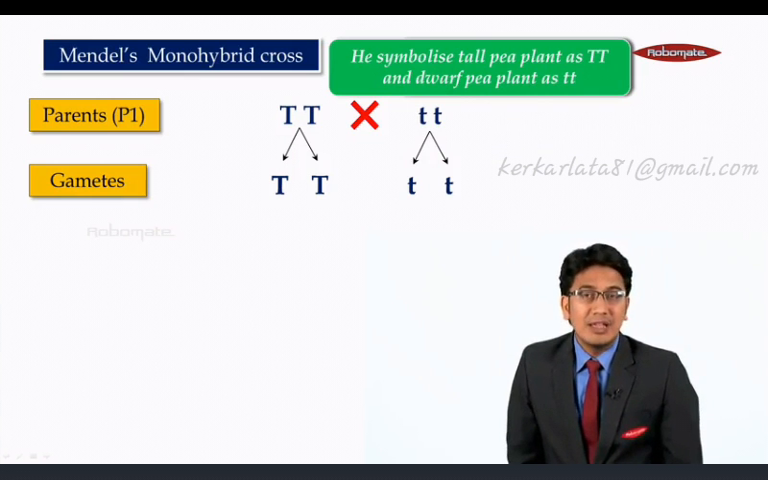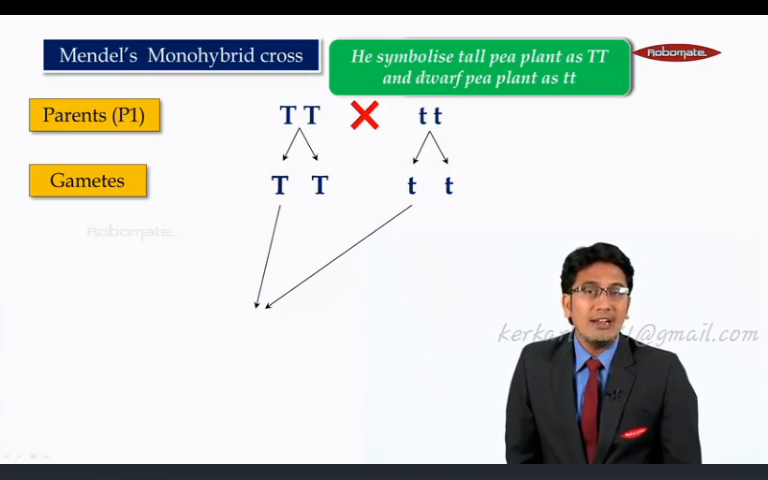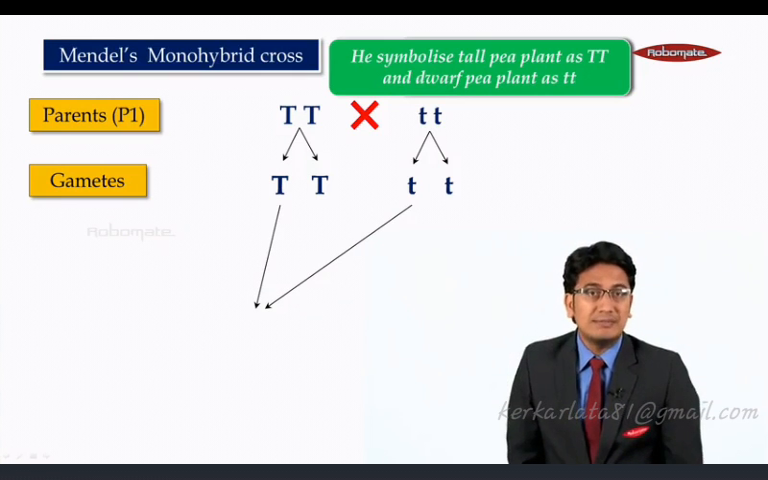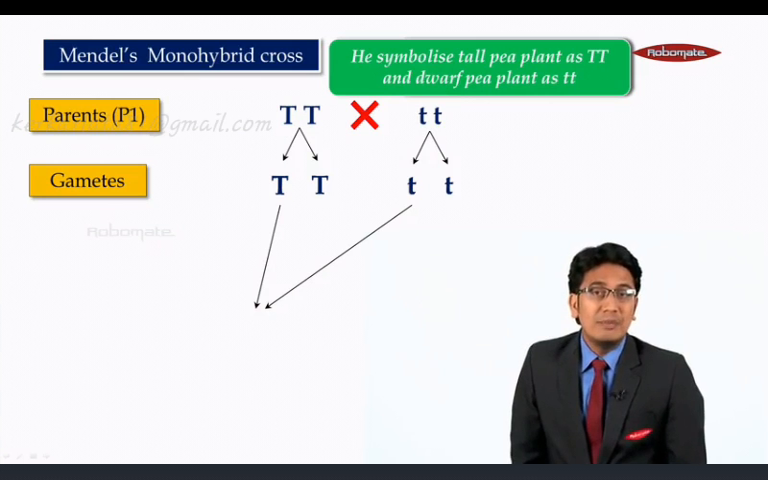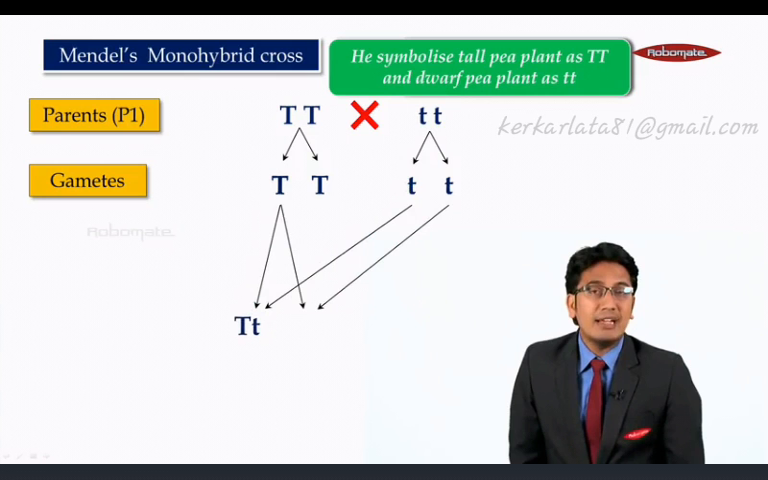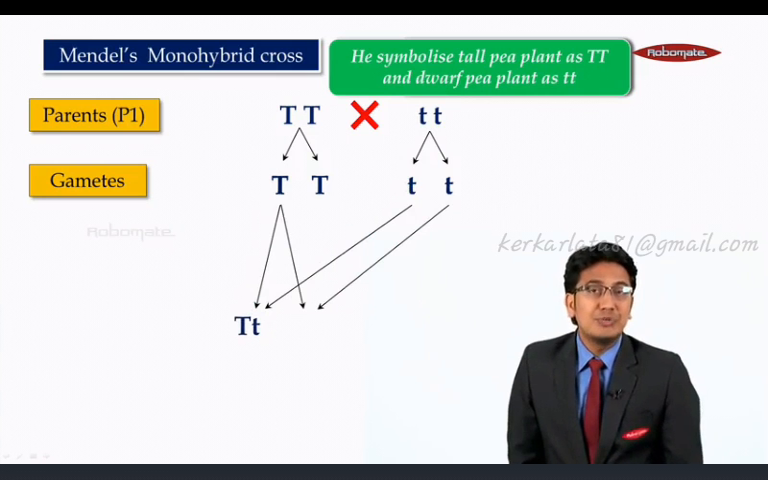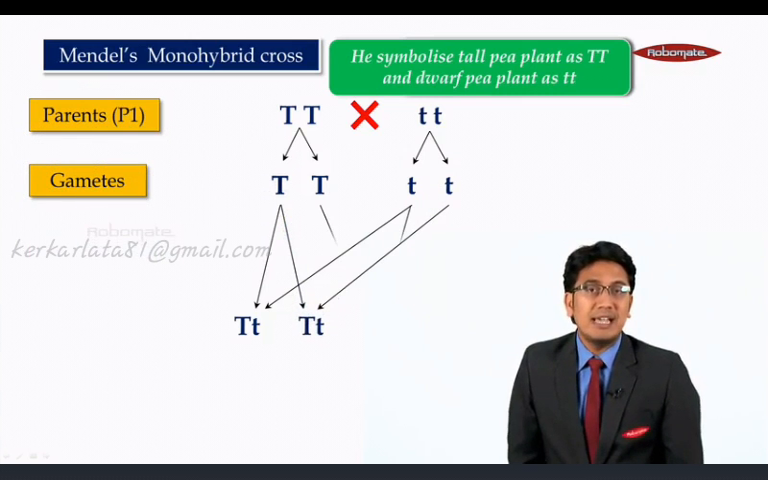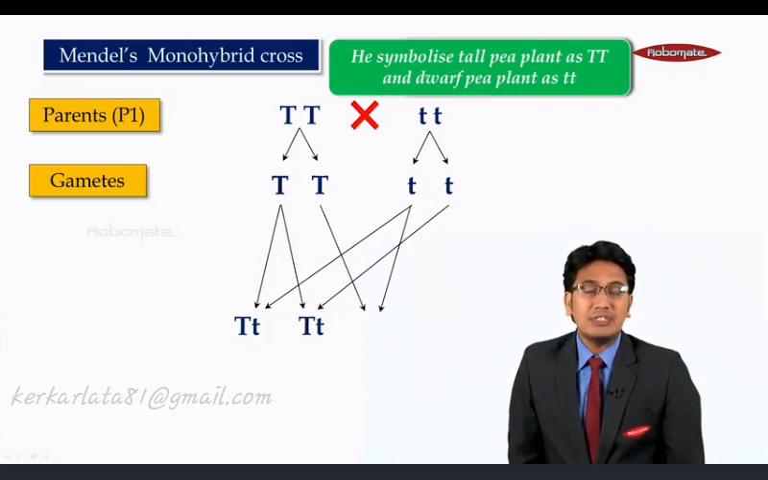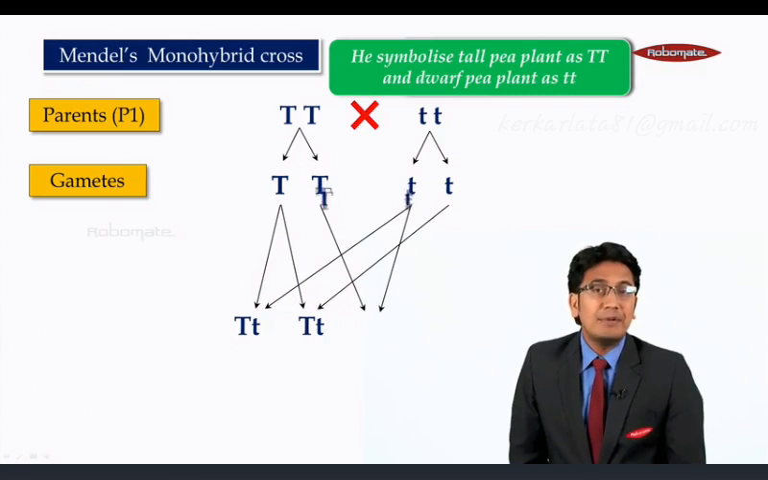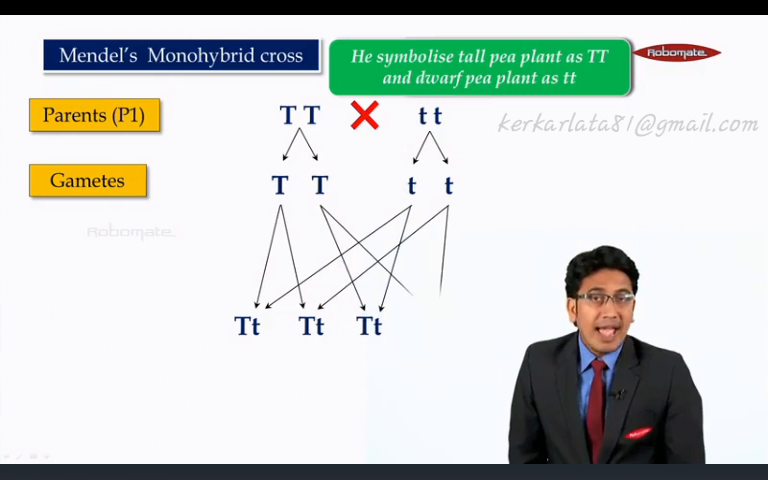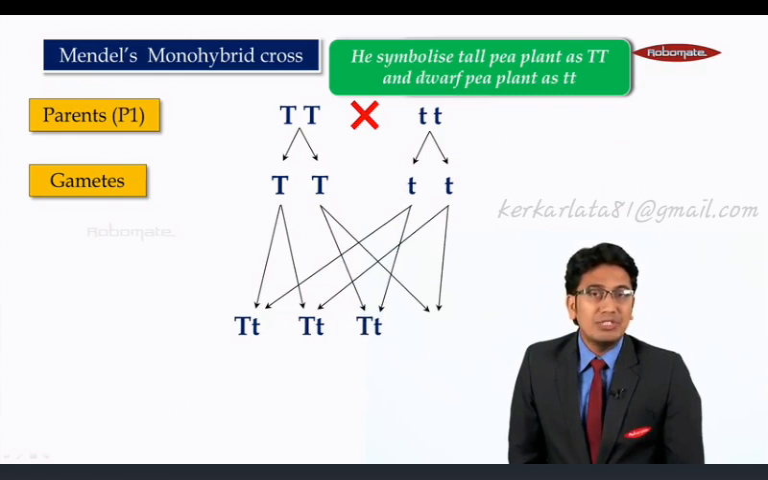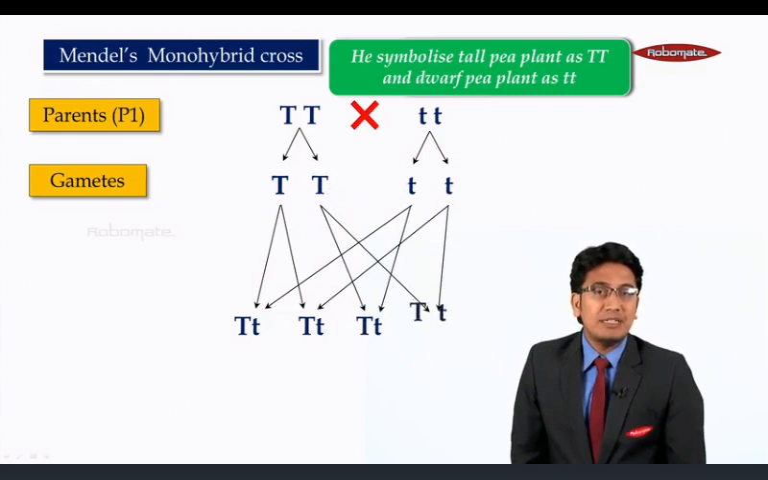He said, the first T will go and cross with the first small t. The result will be capital T and small t. He took the same capital T and crossed it with the second small t. The result is the same, again capital T, small t. Now he took the second capital T and crossed with the first small t and he got capital T, small t. And then again the capital T and small t, and he got the same result, capital T, small t.